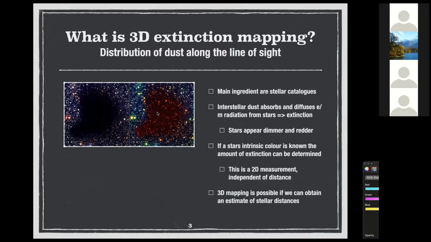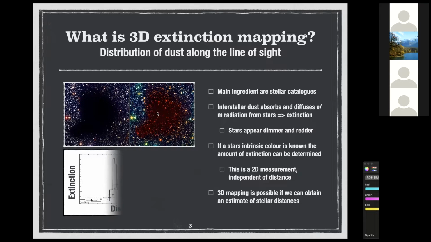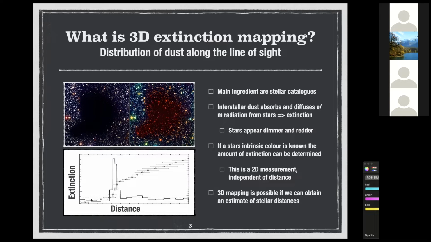This is, of course, a 2D measurement. If we want a 3D map, we have to have some way of getting to the third dimension, some sort of estimate of stellar distances. But in the end, what you're trying to do is get a line of sight distribution of the extinction as a function of distance, as you can see here by the points. And then the extinction per unit distance will give you an idea of the dust density as a function of distance. So that's the main aim of extinction mapping.